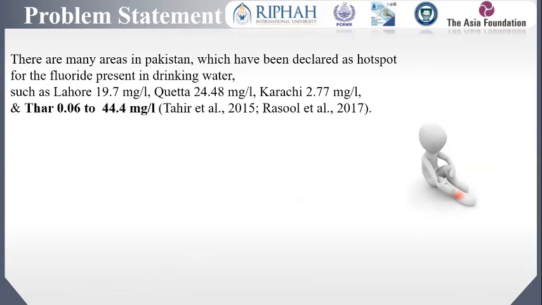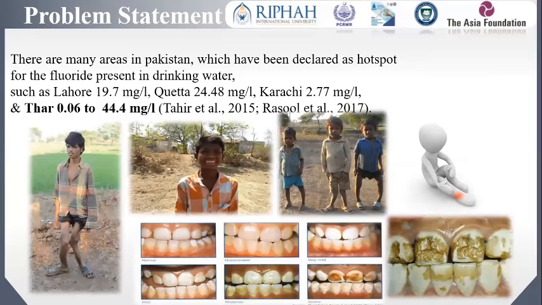In Pakistan, there are many areas which have been declared a hotspot for high concentration of fluoride in drinking water and surface water, such as Lahore 19.7 milligram per liter, Quetta 24.48 milligram per liter, Karachi 2.77 milligram per liter, and Thar 0.06 to 44.4 milligram per liter. And this water has an adverse impact on human health. You can see it in the pictures.